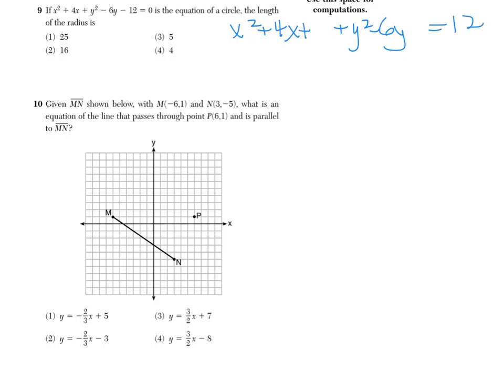So I'm going to take 1/2 of 4 and square it, which is 4. What I do to one side, I have to do to the other. And I take 1/2 of 6, which is 3, and square it. And I add 9 to both sides. So the output here is 25, which means the radius is the square root of 25, which is 5.